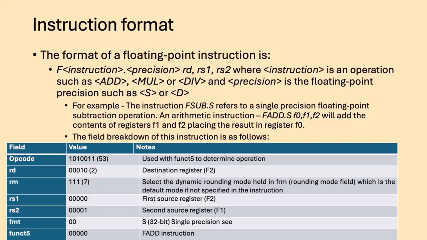The field format of a floating point instruction is fairly similar to what we've seen before. This is a register type instruction. So you can see the two source registers. You can see the destination register, the opcodes, etc. So, again, this is no different than what we saw in tutorial 1.